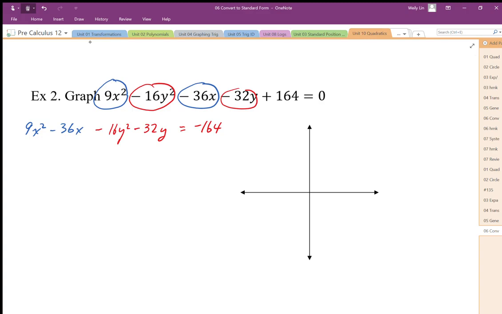So I've grouped my terms. I'm going to factor. And I need to complete that square. So again, here I need to factor.